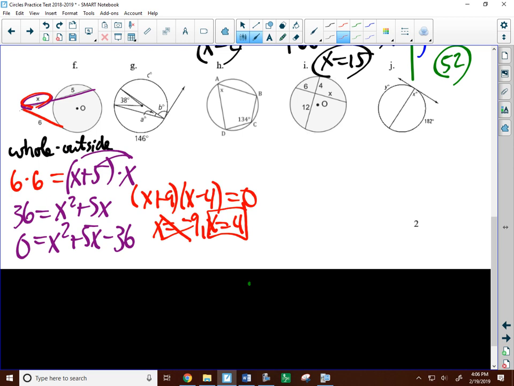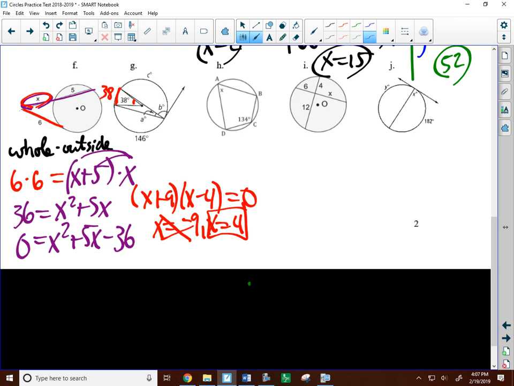Let's go to the next one. Notice I have 38. That is a central angle. There's a dot in the center. So they're saying that angle is 38. Therefore, the arc it subtends is also 38. Central angles are the same as the arc.